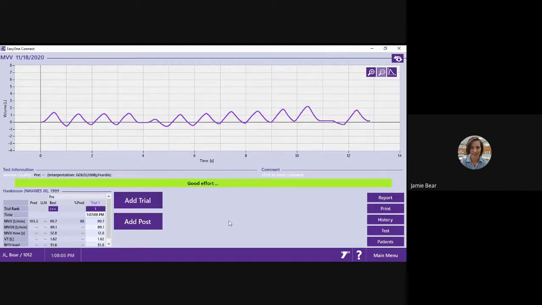So this test is really hard, and it's a really good indicator for patients with muscle weakness. If they are really low in this, that means that they do have muscle weakness and they may need additional augmentation of their ventilation. So they might need to go on non-invasive ventilation, they might need to be intubated, or they might just need further conditioning.